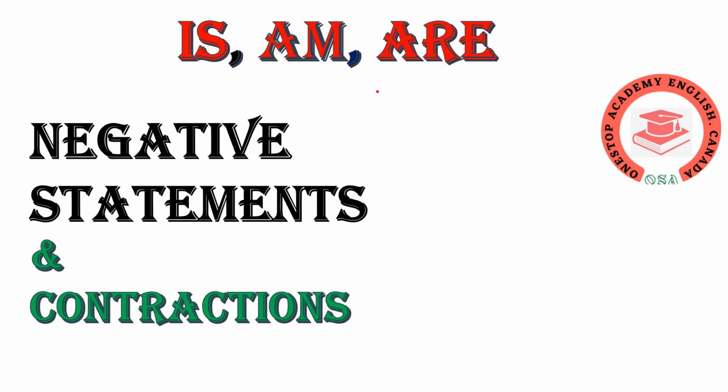Hello everyone. Today you will learn how to form negative sentences using is, am and are. As I told you in the previous lesson, is, am and are are the present forms of the verb be. When we make negative sentences using these helping verbs, it's important to learn contractions because we use them frequently in spoken language and in informal writing. So let's start.